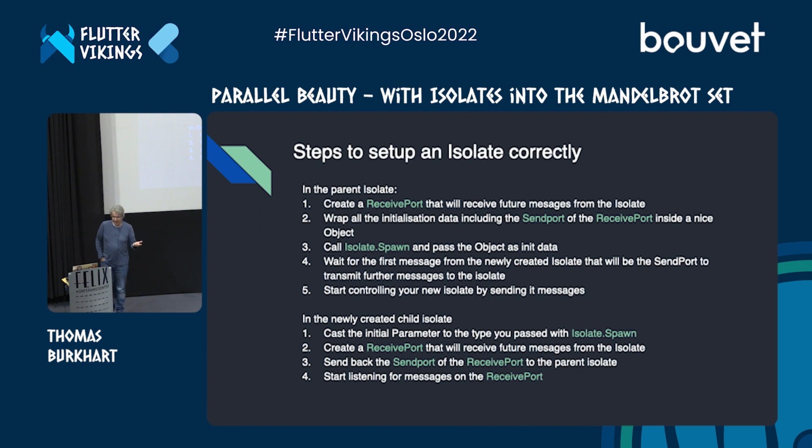In the newly created isolate, you have to do some additional steps. You cast your initial data structure so that you get your data. You create a receive port local to the isolate and pass the send port of this receive port over to the main isolate via the send port that you got from the main isolate. It's a little bit confusing at the beginning, but you have to establish a two-way communication.